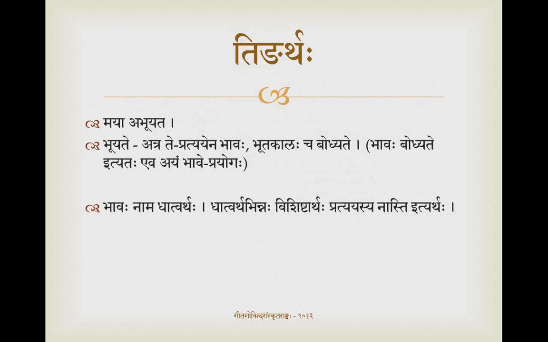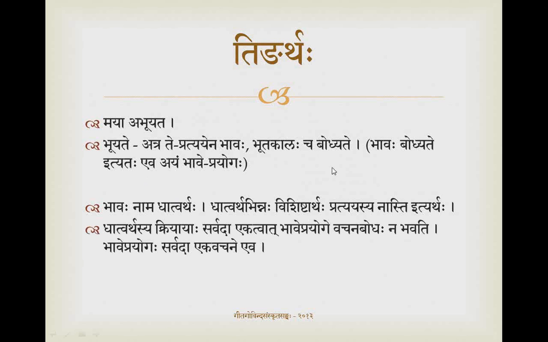Yes, shete, there also, shete is also an akarmaka dhatu. So there also bhava. So for all akarmaka dhatus, the prayoga will be kartari or bhave. So maya ashayata ityukte, tatra shayananukulaha vyaparaha eva bodhyate, natu karta. So that is bhava. So tingartha can be karaka, bhava, kala and sankhya. Dhatvarthasya kriyayah sarvada ekatvat. Since it tells the kriya and since kriya is always one, bhave prayoge vachana bodhaha na bhavati. There are no different vachanas in bhave prayoga. It is always ekavachana, because it is telling kriya and kriya is always one.